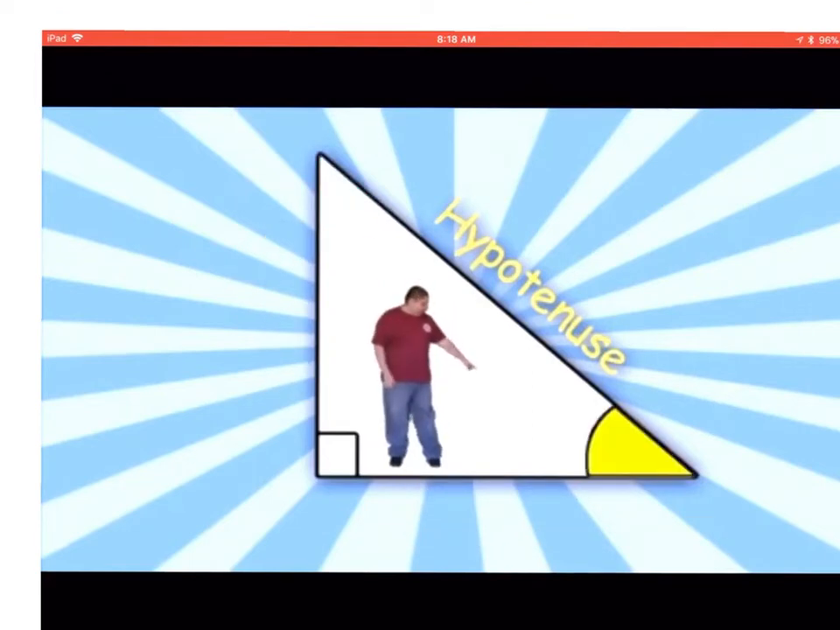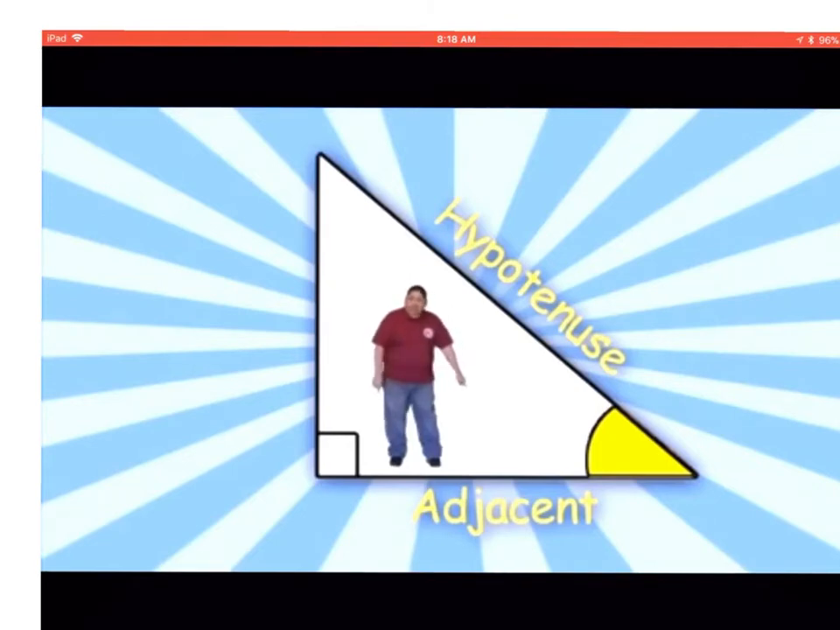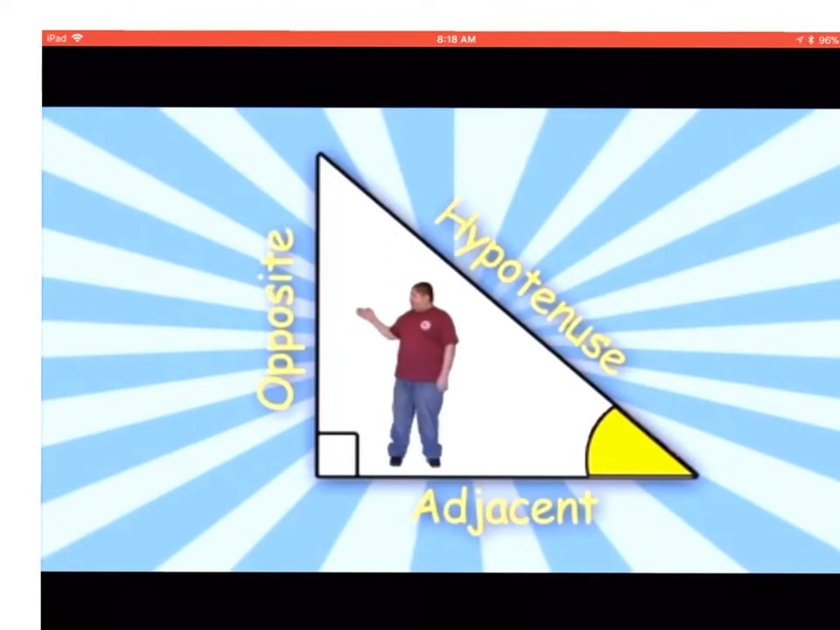Now let's talk about the yellow angle. Here's where this is going to change it up. Since I'm at this angle now, this side becomes the opposite. This one is next to it. So that's adjacent, that's opposite. So it switches because we are talking about a different angle. The hypotenuse still stays the same. This side is adjacent to the yellow angle. This side is still the hypotenuse, so that makes this side opposite to the yellow angle.